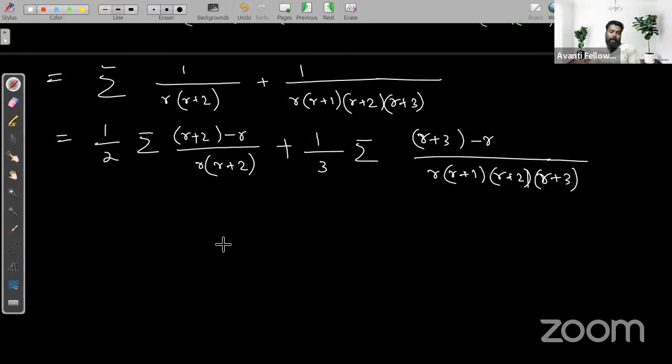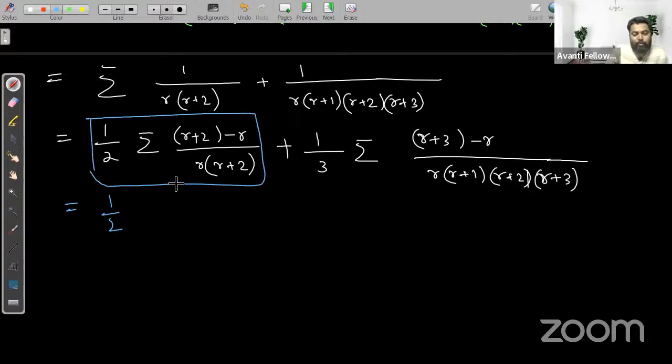Okay. Now open the summation. Actually it's a question from sequence and series, right? Okay, let's see. By opening the summation, what you are getting? Half into, I'm trying to open the first expression. When you apply this one, r plus 2 will be cancelled out, so this will be 1 upon r minus 1 upon r plus 2, right?